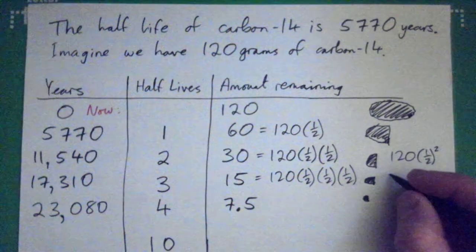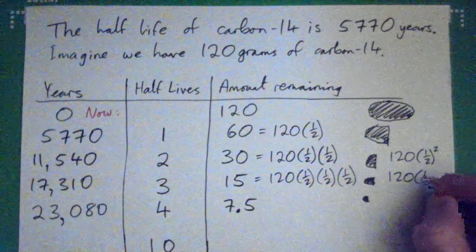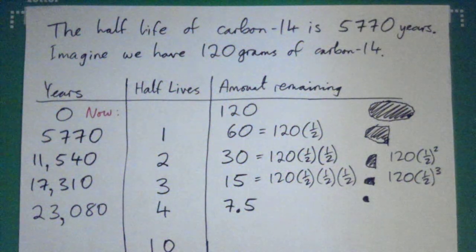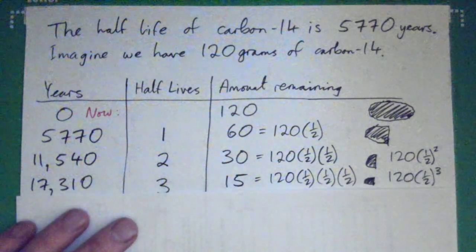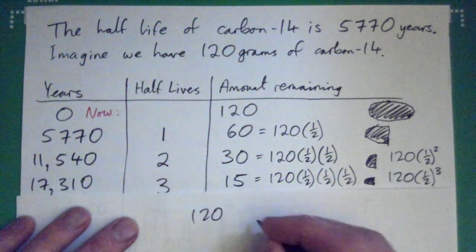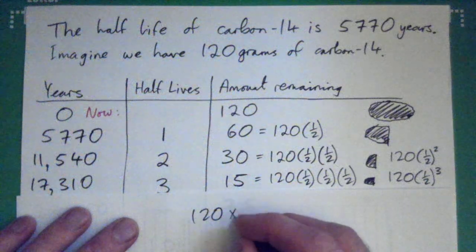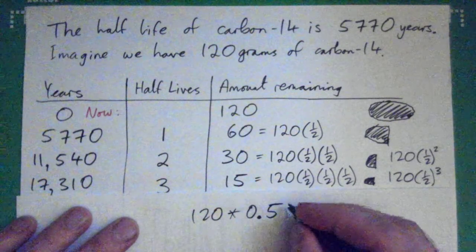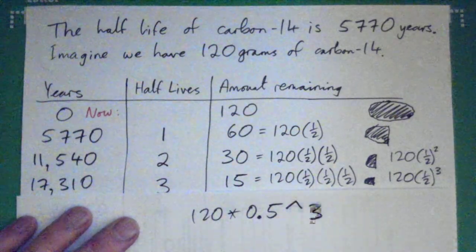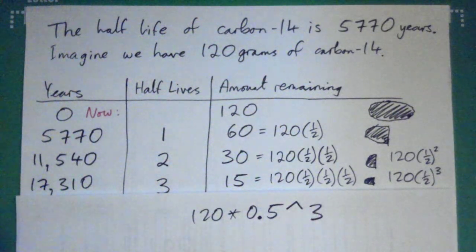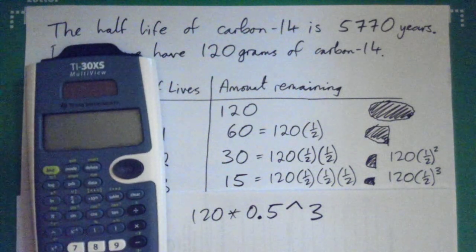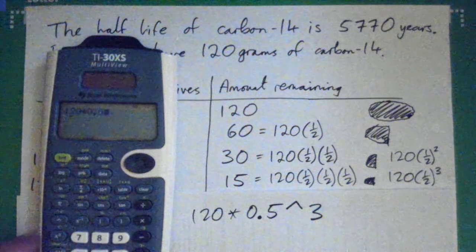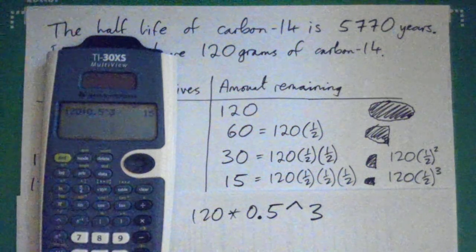So 15, isn't 15 just 120 times a half cubed? Isn't it? I'm going to plug that in the calculator for fun. 120 times a half is just 0.5, so 0.5 to the power of 3, right? Plug that in the calculator to see what we get. Right, does that make sense? Times 0.5 to the power of 3. Alright, it's 15. Good.